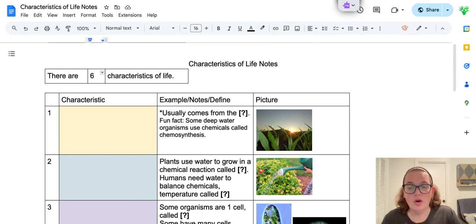We're going to name it. We're going to finish the example and take a look at the picture to help us visualize it. All 3 are great to help you remember the 6 characteristics of life.